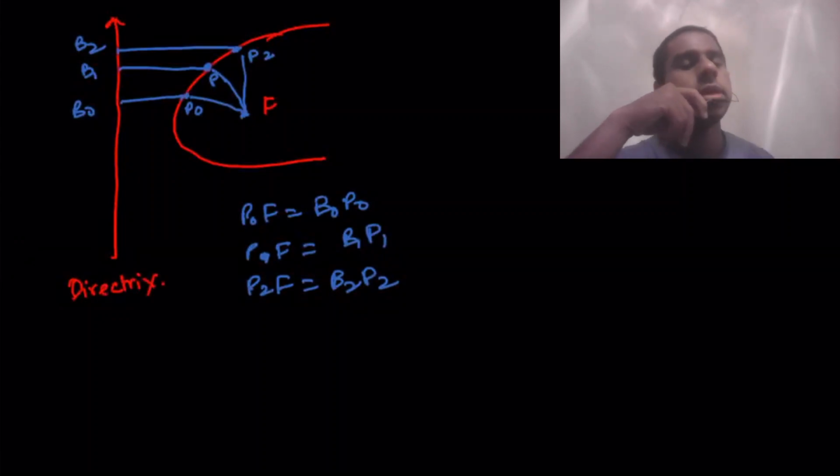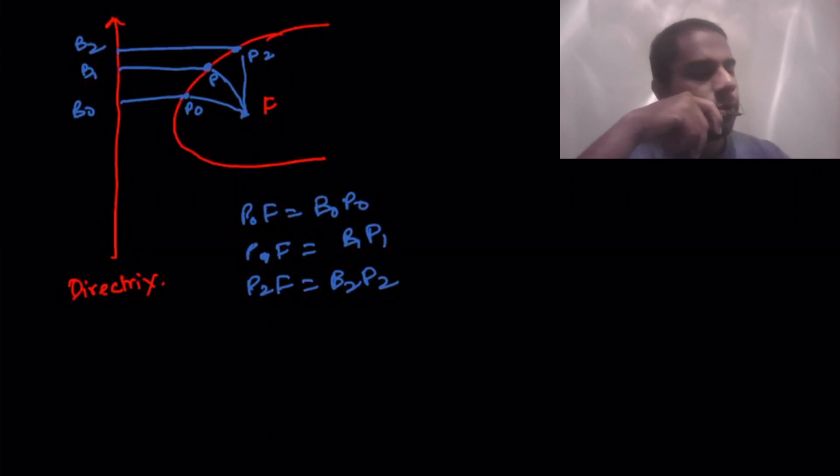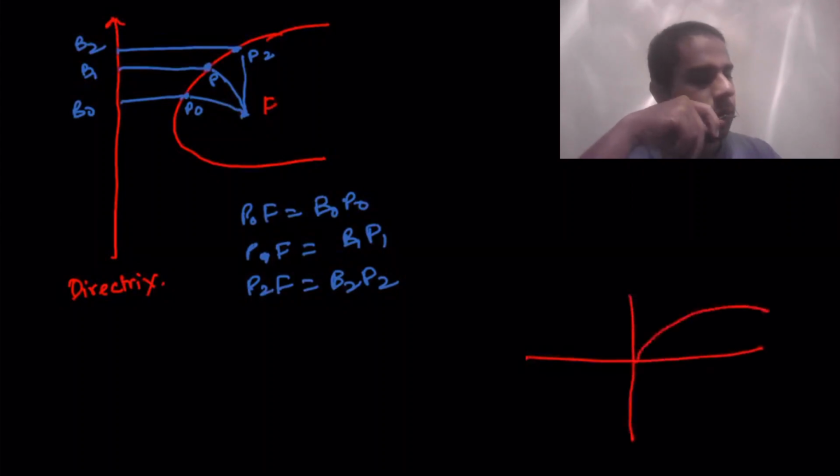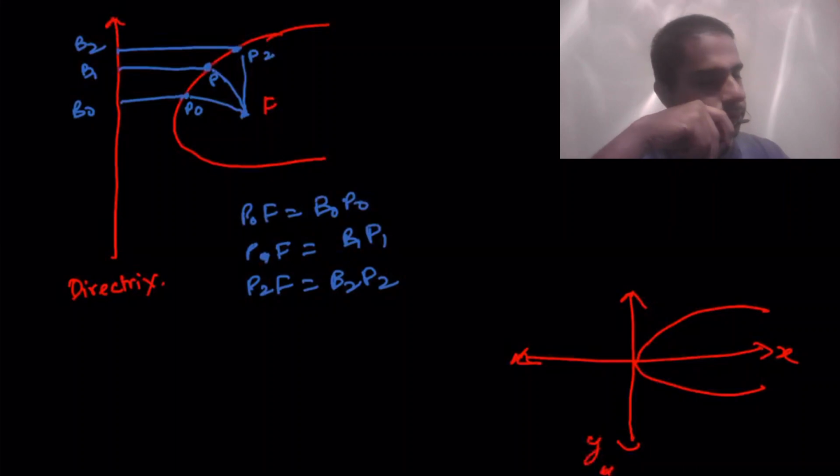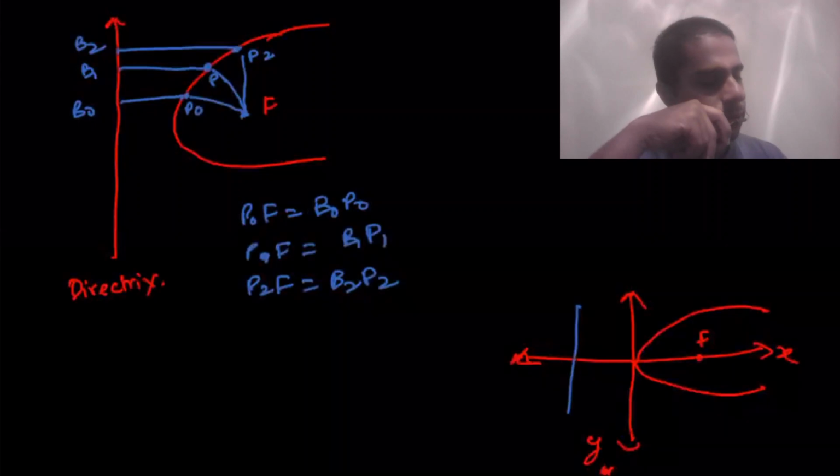It is called directrix. And normally, when we draw the ellipse, we have a major axis and minor axis as x and y to get the standard equation of the ellipse. We also have the axes for the parabola as x-axis and y-axis to get the standard equation of the parabola. Let this be the directrix.